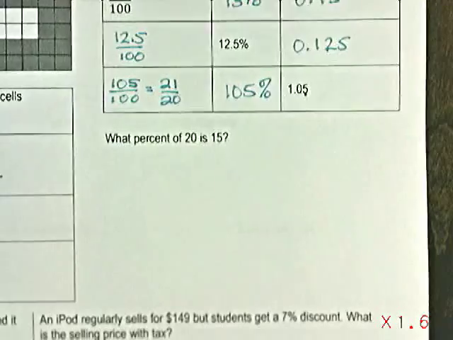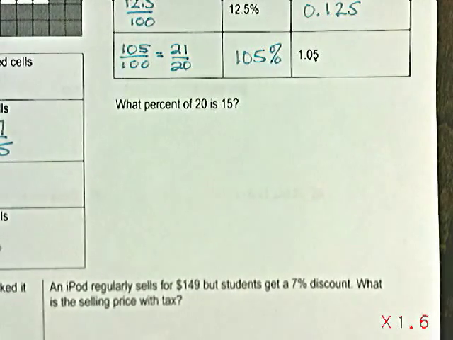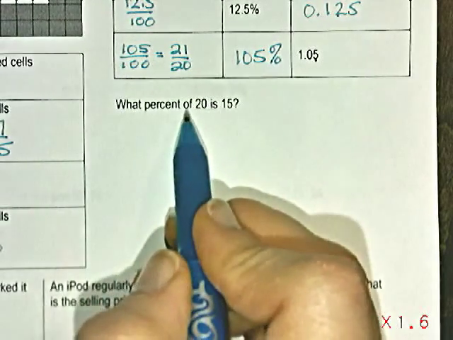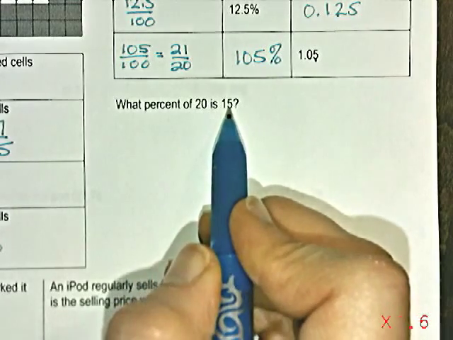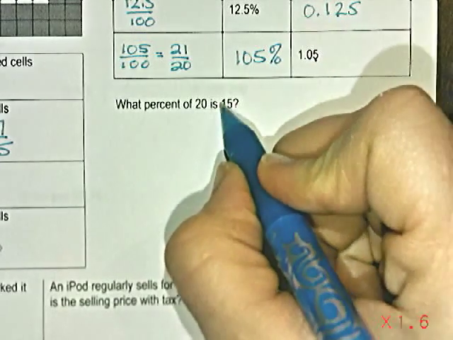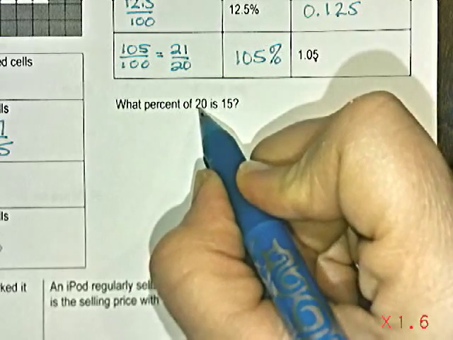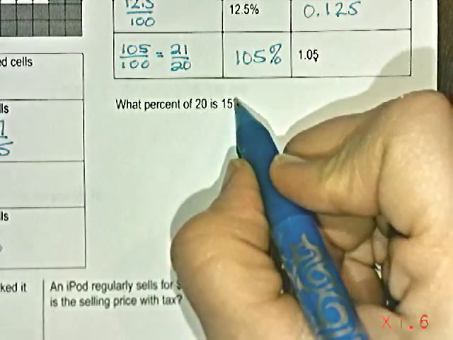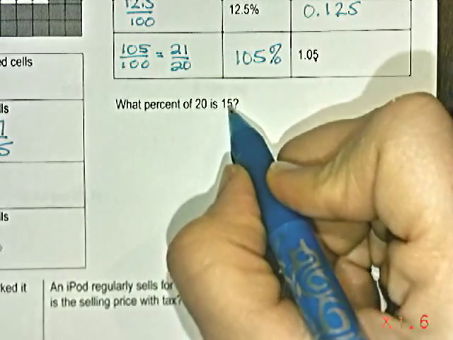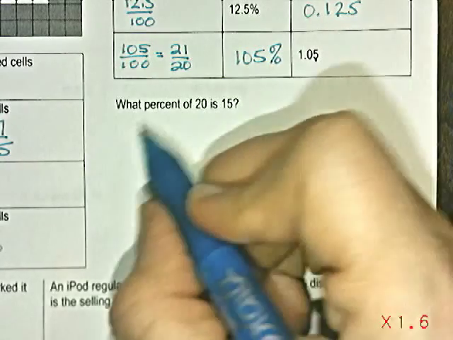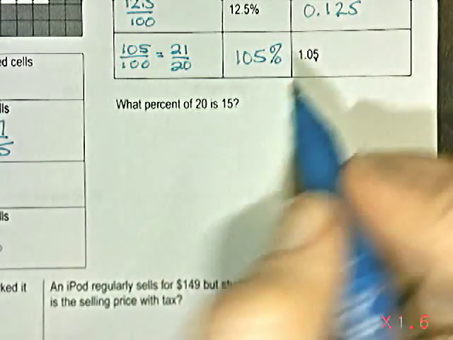Sometimes the wording of questions is a little bit odd. If you see this wording, what percent of 20 is 15? What this is saying is I have 15 parts out of an entire number of 20, and we want to know what percentage that 15 makes out of the 20. What percent of 20 is 15?